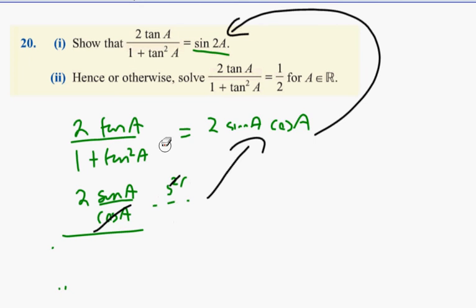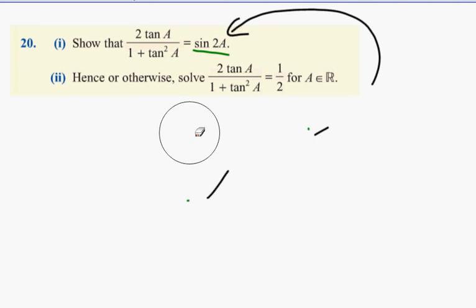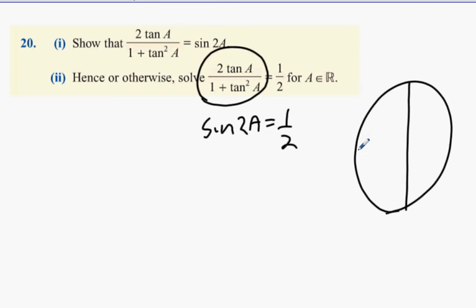Now, hence or otherwise. What's the really nice word? Hence. Here's what you're going to do. So 2a equals a half. Now what?